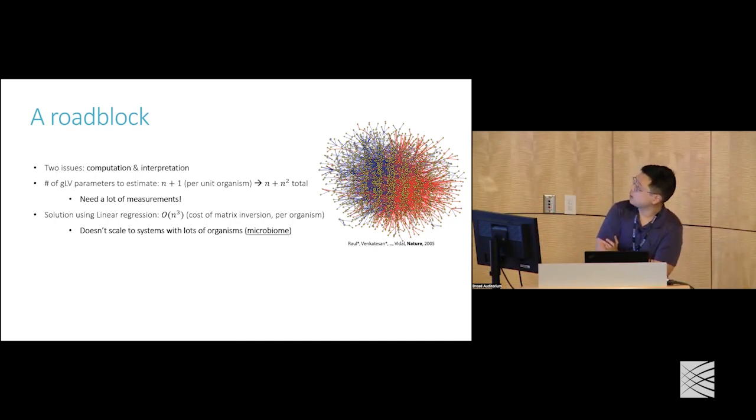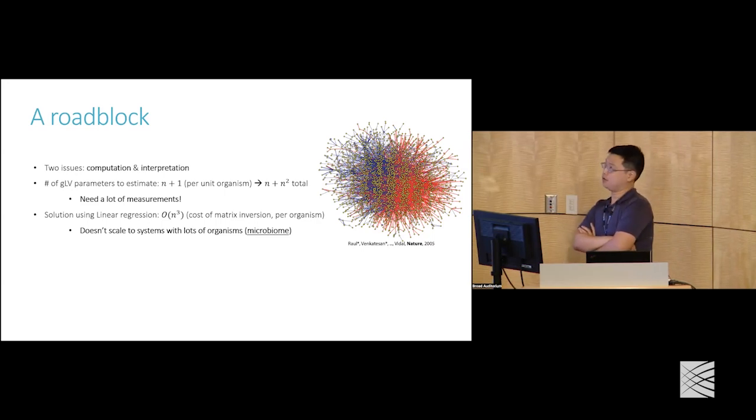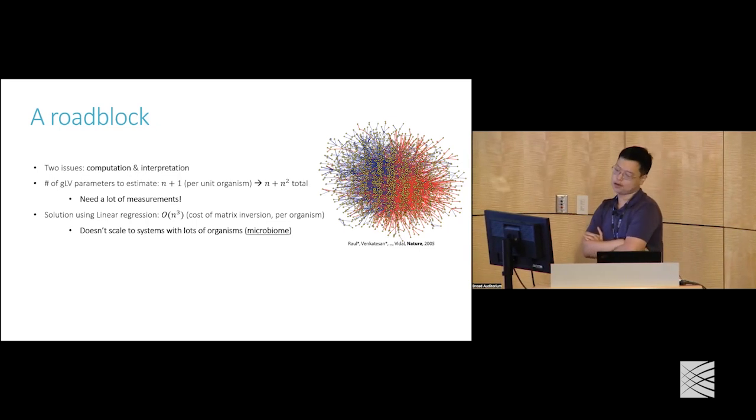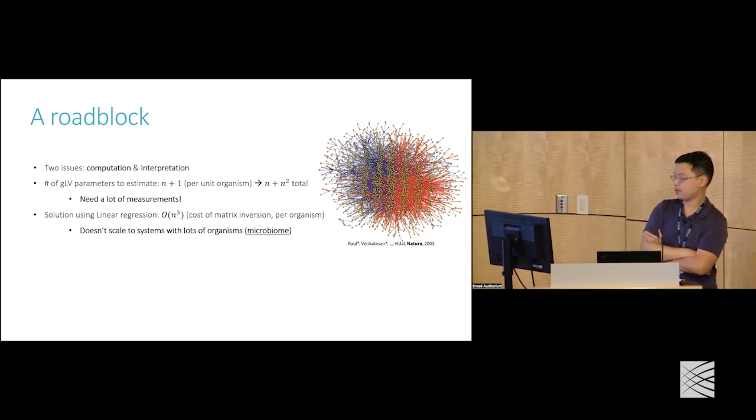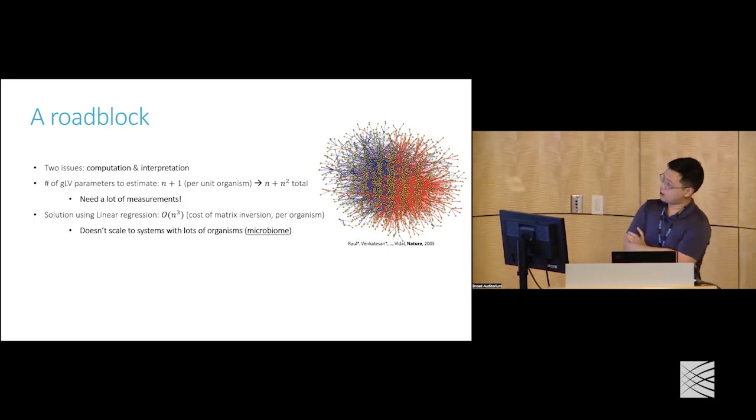And if you somehow have the resources to learn all the coefficients, you're stuck interpreting this kind of hairball network, where you have to manually or computationally check all the different interactions that happen. The precise answer to how long it takes is O of n cubed. It's the cost of matrix inversion per organism. And the point is that it doesn't scale to systems with lots of organisms.